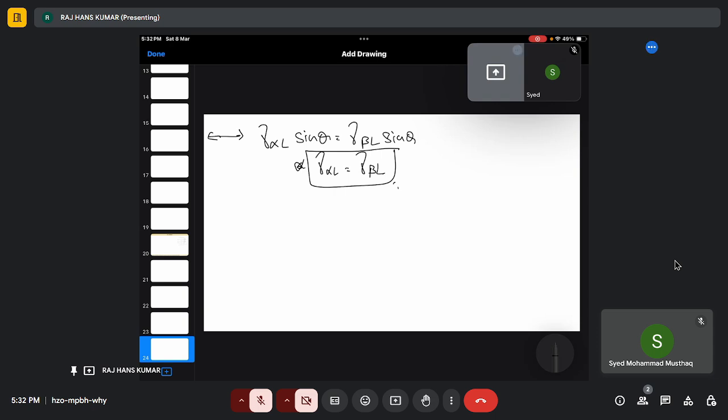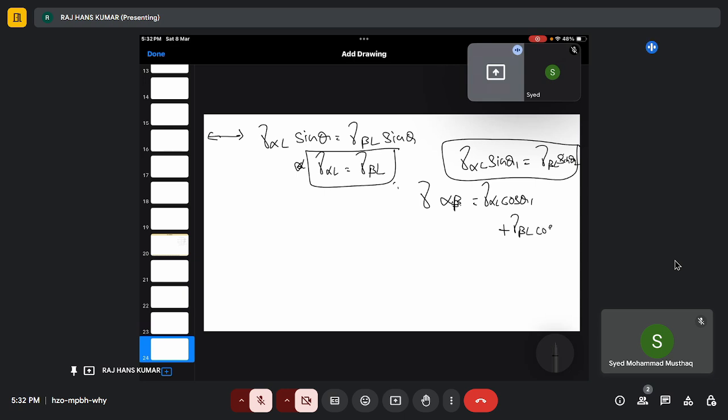Now, if they do not have the same angles, the wetting angles or surface tension angles, what will happen? Gamma alpha L sine theta 1 will equal gamma beta L sine theta 2. This is our horizontal one, and the vertical one will be gamma alpha beta equals gamma alpha L cosine theta 1 plus gamma beta L cosine theta 2. So we can see here, whatever the case is, the forces are balanced.